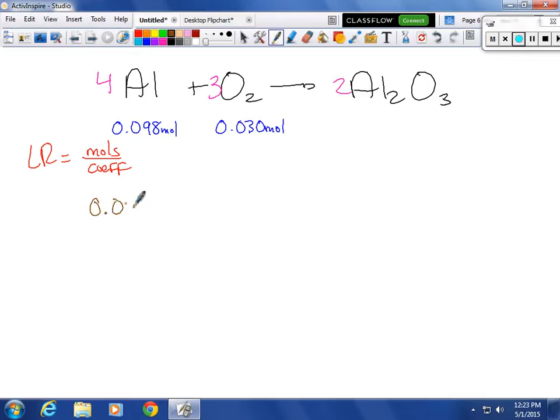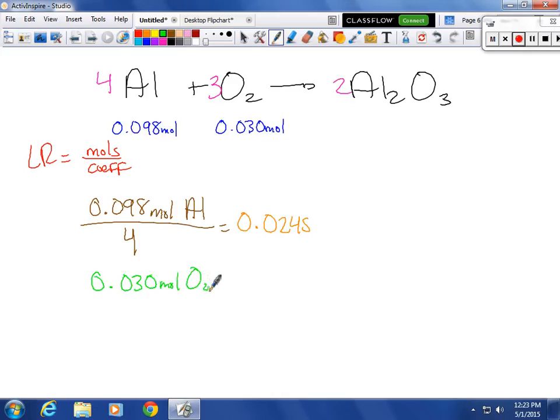I have 0.098 moles of Al, all divided by what number? Four. That's the coefficient. Okay, and then the other one is 0.030 moles of O2 divided by what number? Three. That's the coefficient. Very good. All right, so somebody help me out. That's just 0.01.